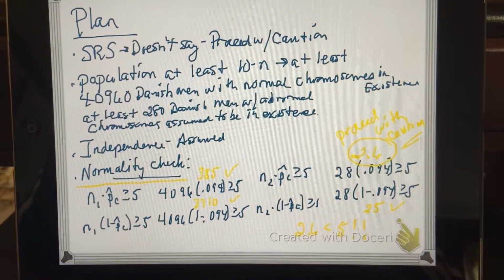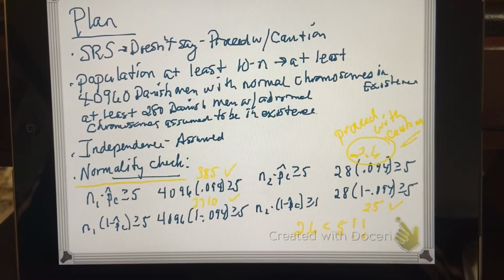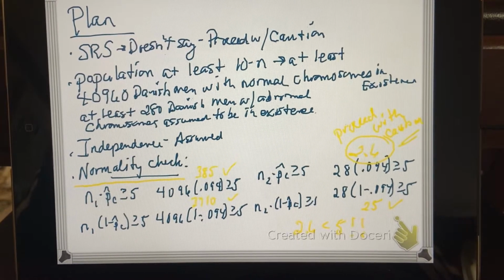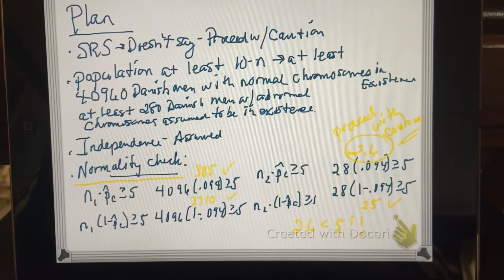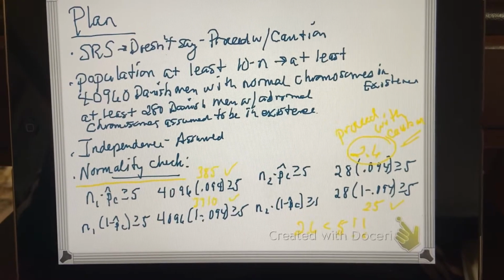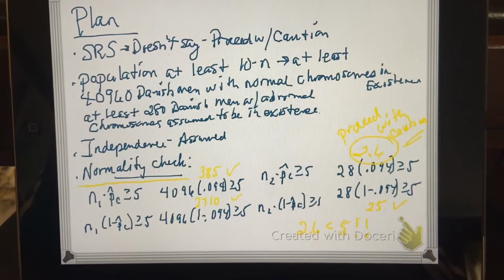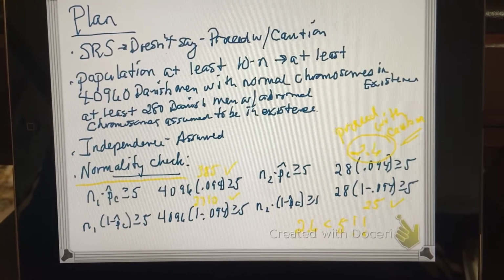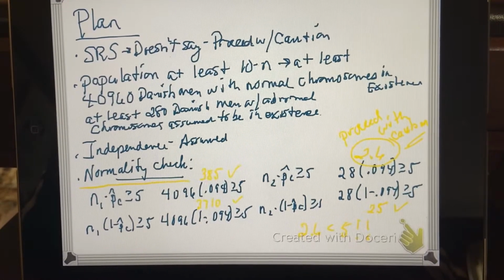But when I worked with the second sample, n2 times p-hat combined, and then n2 times 1 minus p-hat combined, notice what happened when I did 28 times 0.094. It actually came out to be 2.6. Well, that's not greater than or equal to 5, so I have to flag that. I did it in my yellow highlighter, and I'm letting the reader know that I didn't reach that condition in this particular sample. So I'm going to just say proceed with caution.